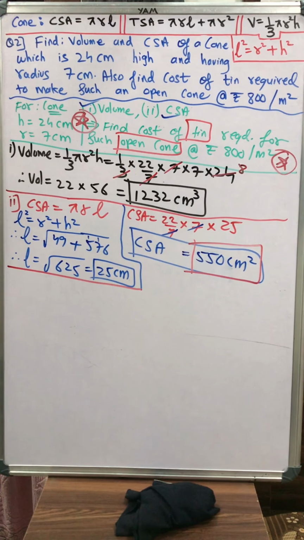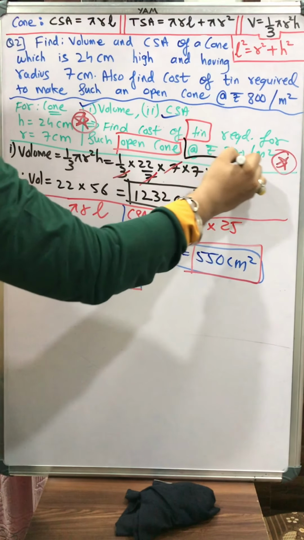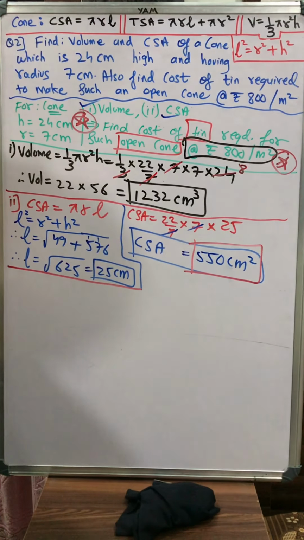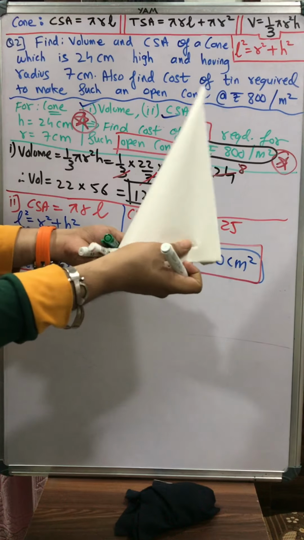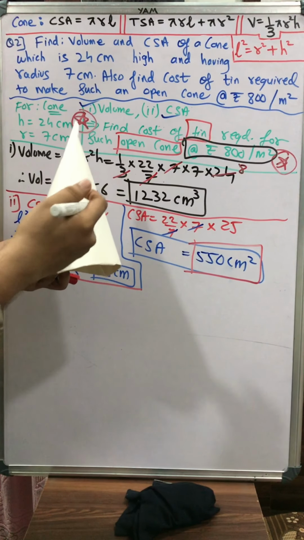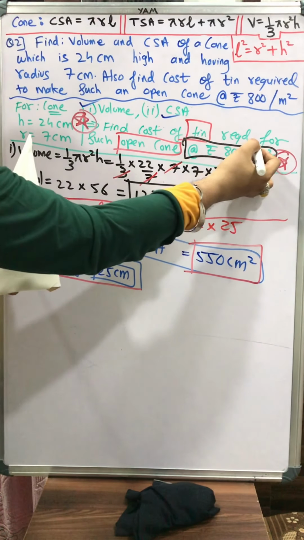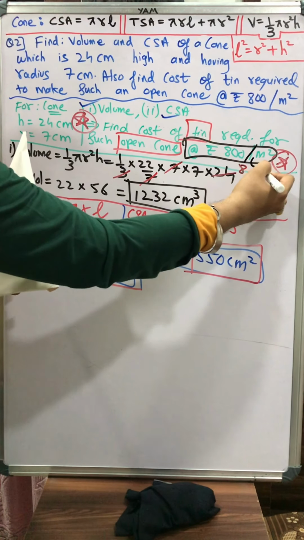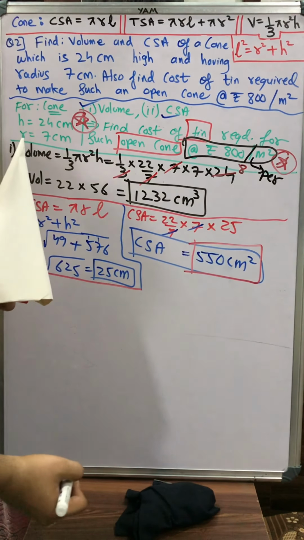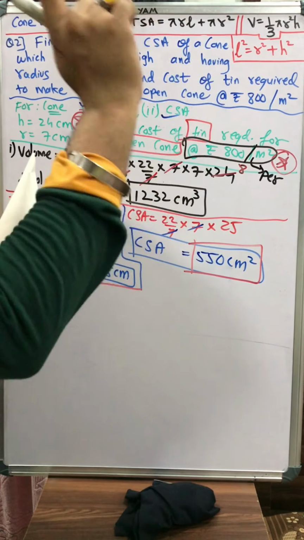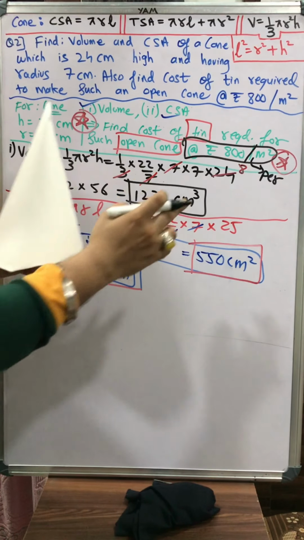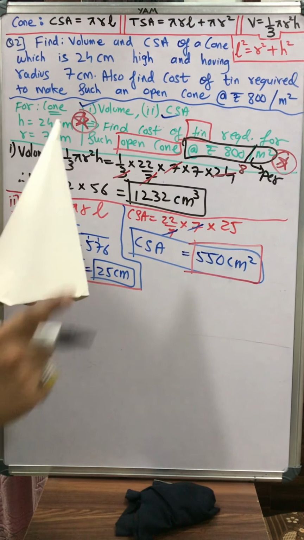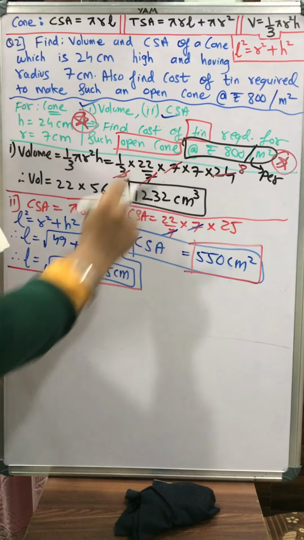Okay, now here comes the catch. I'll highlight it with the black marker. Please see here: at rupees 800 per meter square. Students, if this is the cone, he's telling you that this slash means per, per meter square. Per means 1 meter square of area of tin takes rupees 800. 1 meter square is rupees 800.